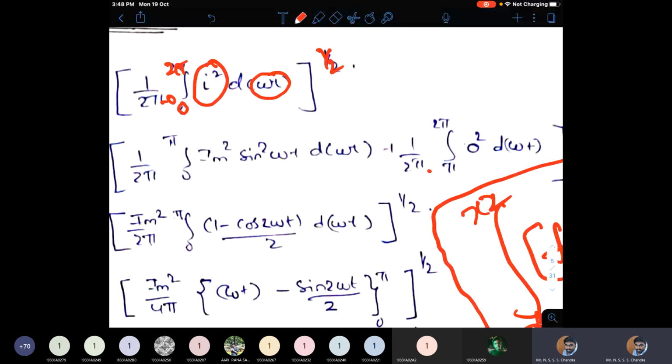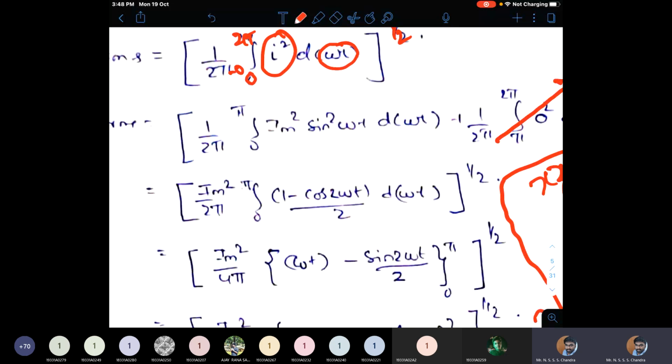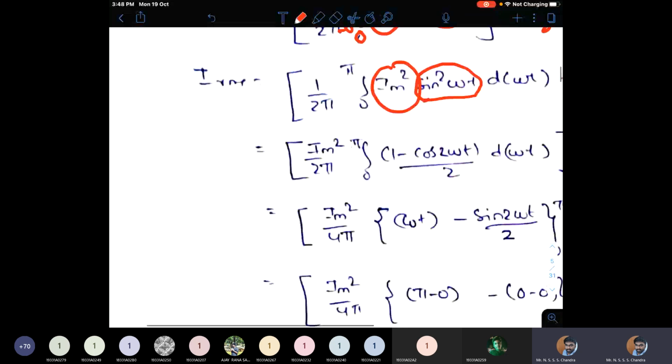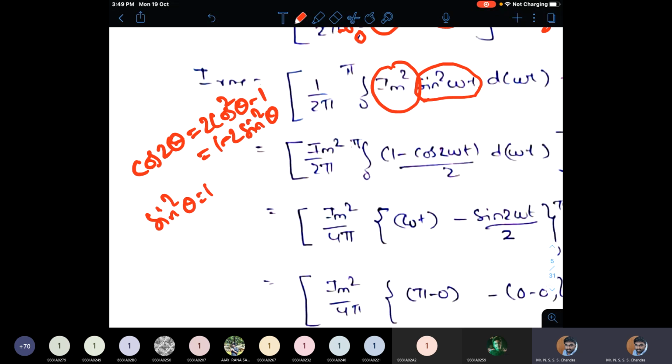Now if I take the limit 0 to pi, the i value will be equal to Im sin omega t. If I square it, it becomes Im square sin square omega t d omega t. So what can we write? Sin square theta as 1 minus cos 2 theta by 2. Can we write like that? Can anyone tell me the value of cos 2 theta? It can be written as 2 cos square theta minus 1 or 1 minus 2 sin square theta, right? You might have learned it in your intermediate. So from these expressions, I can write sin square theta as 1 minus cos 2 theta by 2.